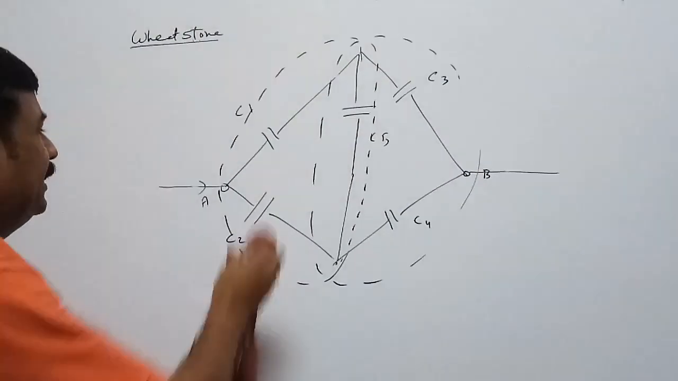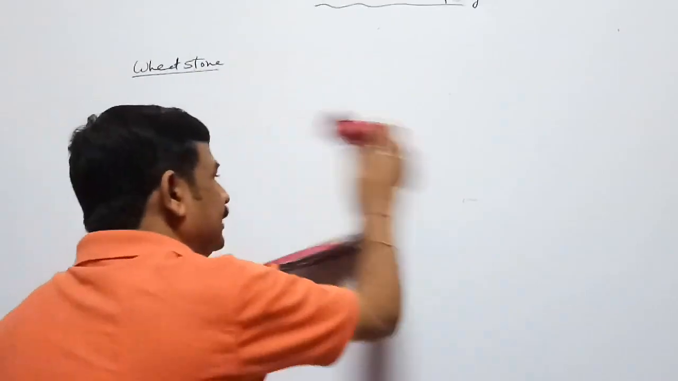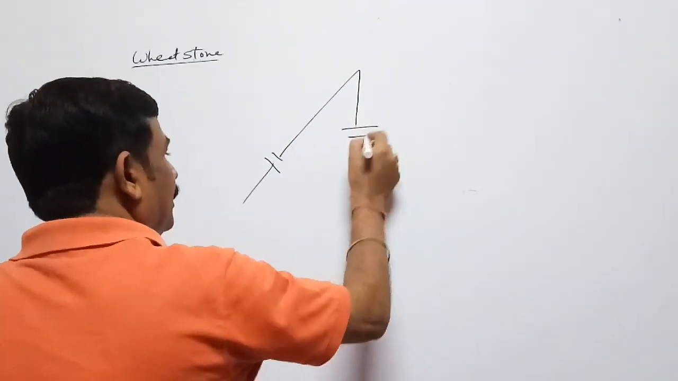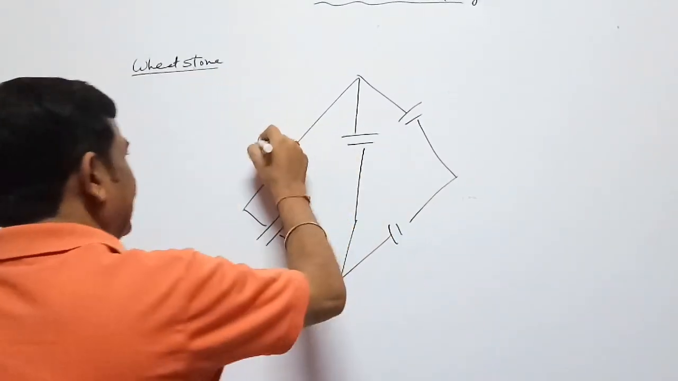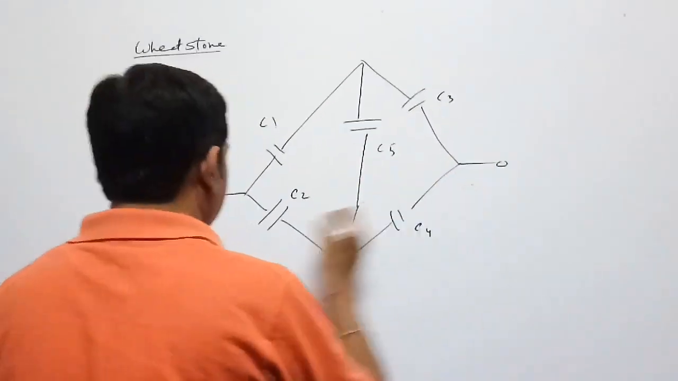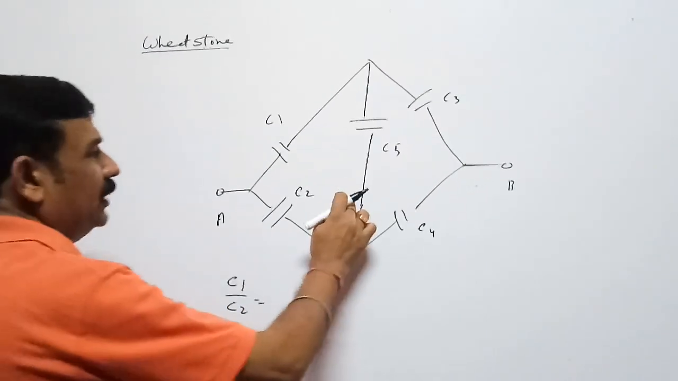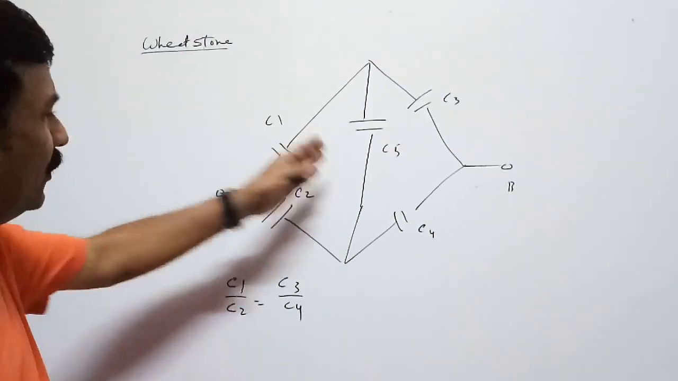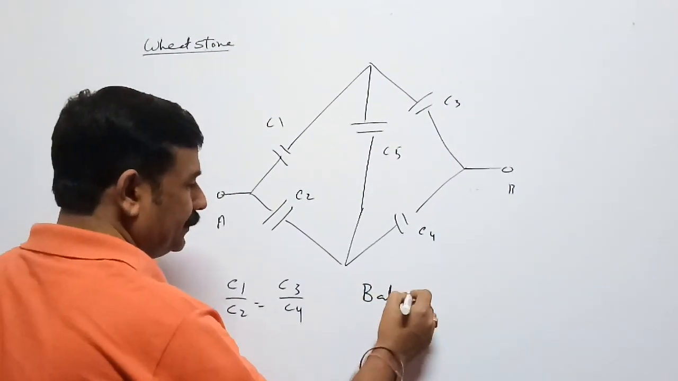So Wheatstone said that if we get such a circuit in which, out of 5, 4 represent sides and 1 represents the diagonal, and the values of the capacities across the sides are taken in such a manner that the arm ratio towards the left side of the diagonal and towards the right side of the diagonal are equal, the bridge is said to be balanced.